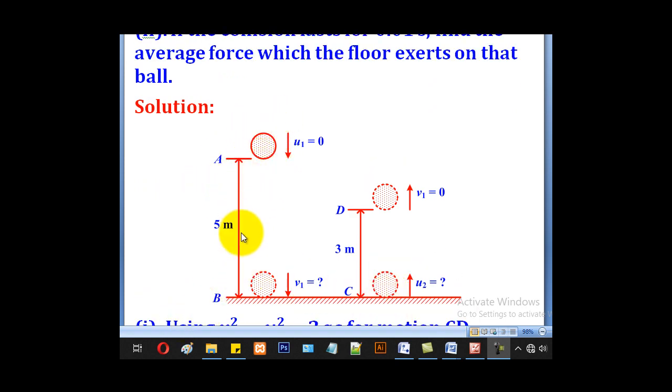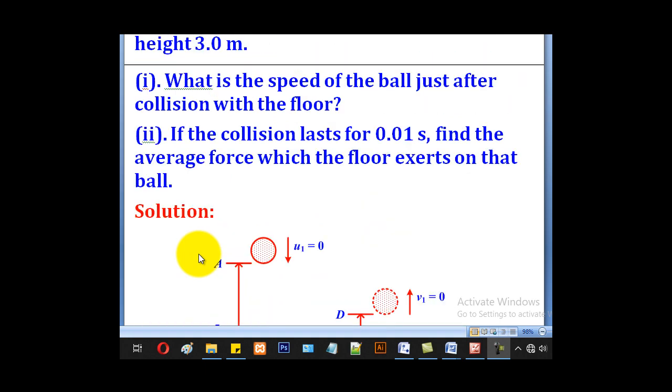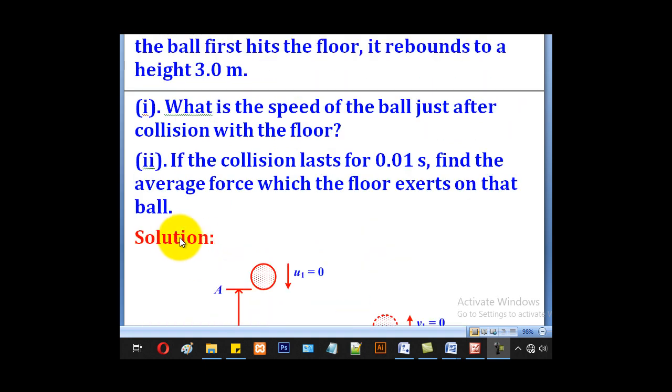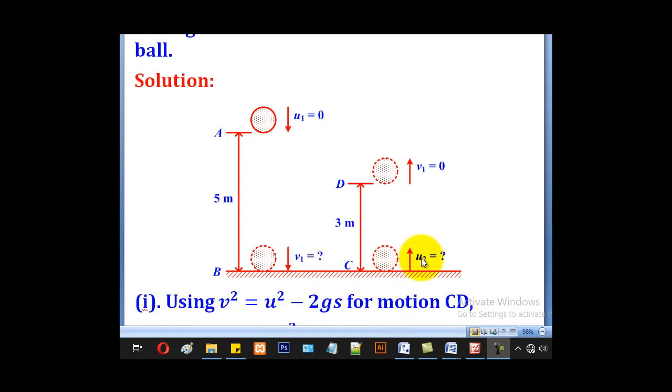It was dropped from a point 5 meters above the floor. This is the floor or concrete floor. This is the height, which is 5 meters. This is the ball. Initially it will be released. Because it is released, initial velocity will be 0. When it hits the ground, it will have a certain velocity, v1, which we don't know. That's why there's a question mark. So after a time of 0.01 seconds, this ball will rebound to a height of 3 meters, and at that point the final velocity will be 0. Now the first question, they want us to get the speed of the ball just after collision with the floor. They want u2.